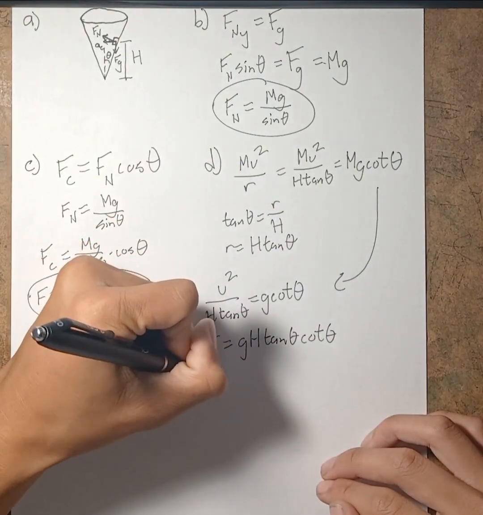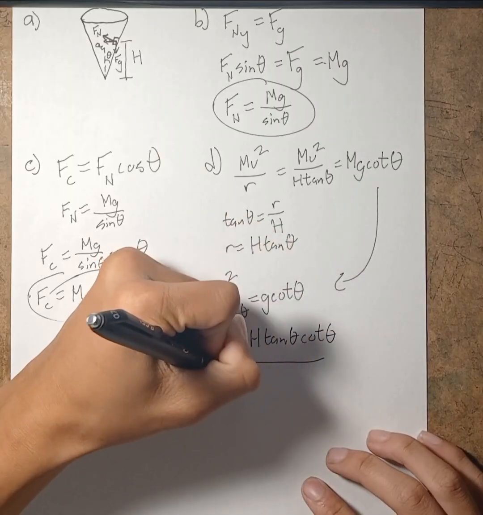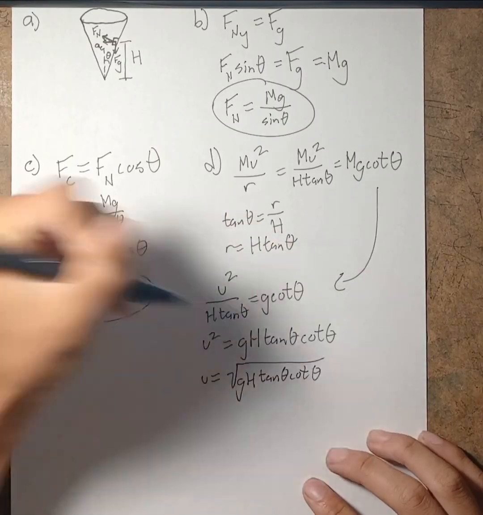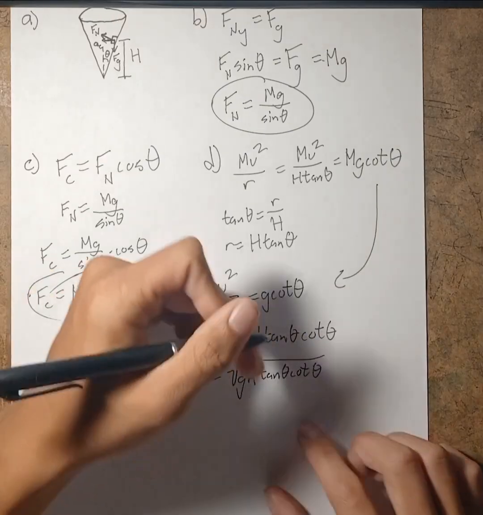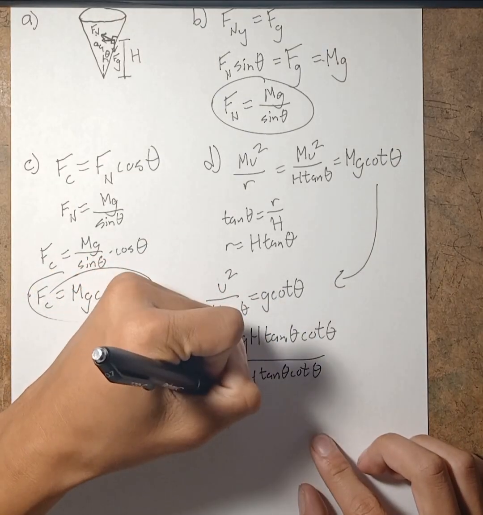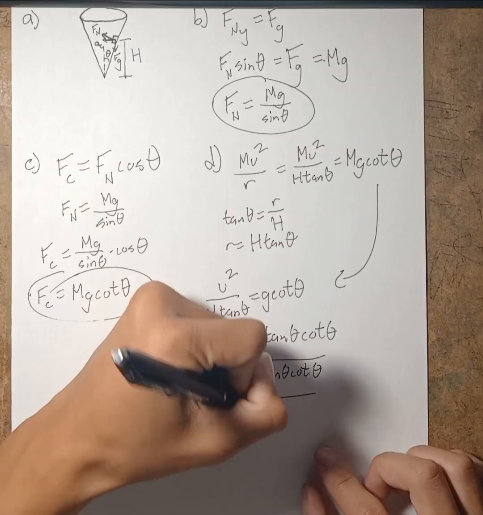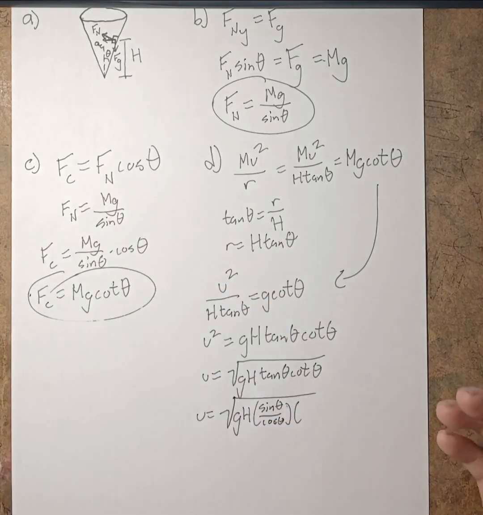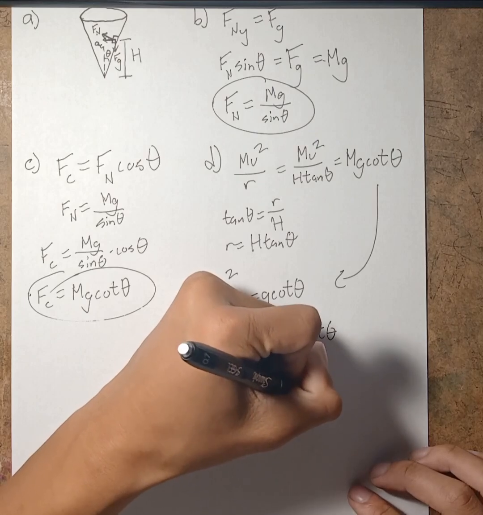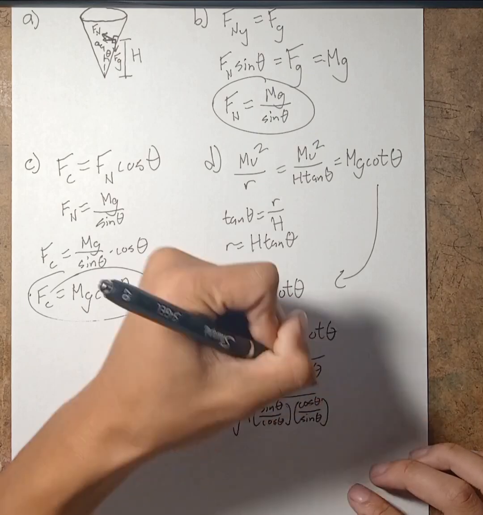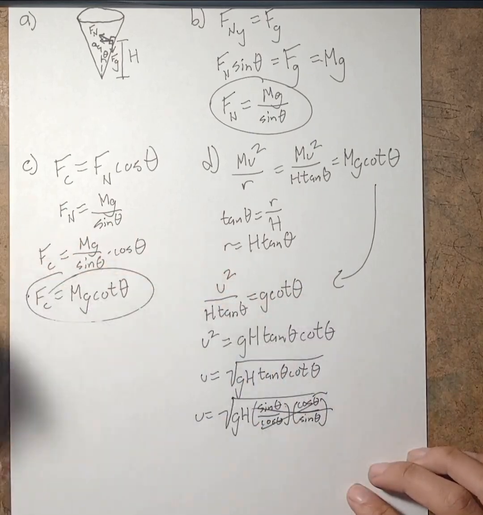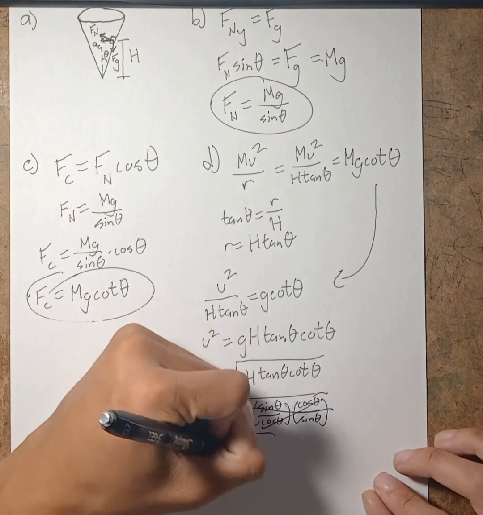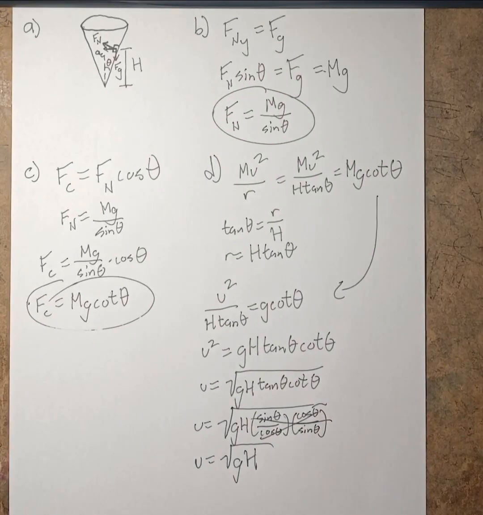Square root the whole thing. Now, tangent can be rewritten as sine over cosine and cotangent can be rewritten as cosine over sine. Those cancel, and so they just leave 1. Therefore, V equals the square root of G times H.